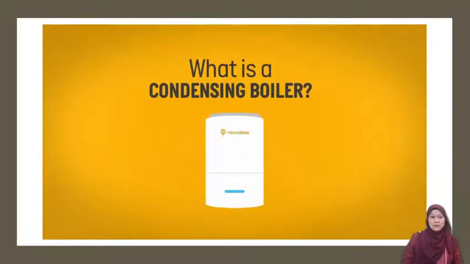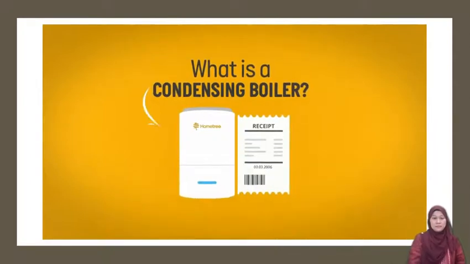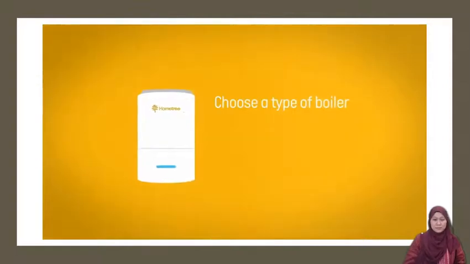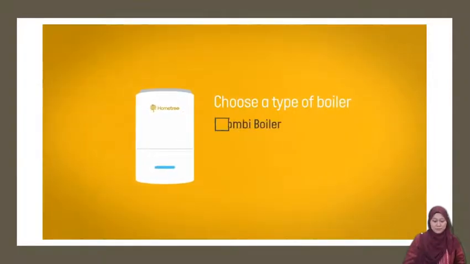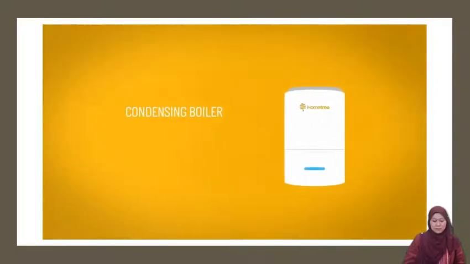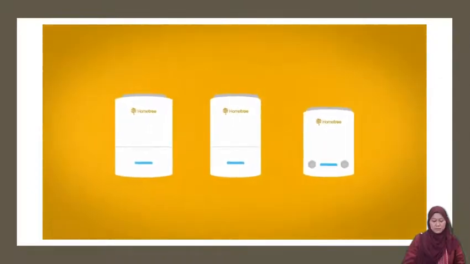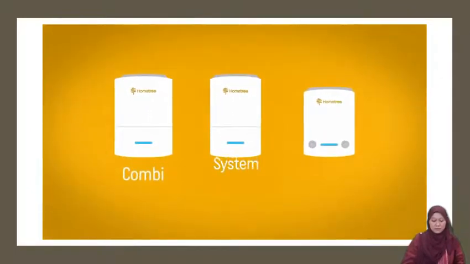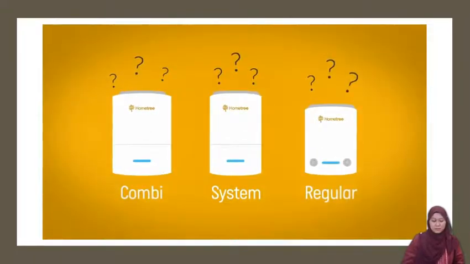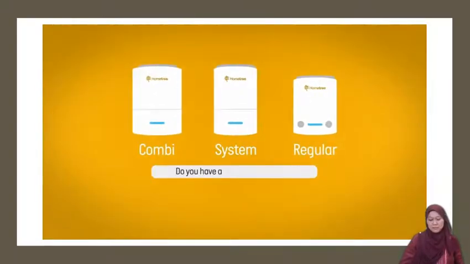What is a condensing boiler? If you purchased a boiler after 2005, chances are that it is a condensing boiler, a high-efficiency boiler. Rather than being a type of boiler, such as combi boiler, system boiler, or conventional boiler, the term condensing refers to the way it functions. There are three main types of gas boiler: combination or combi, system, and regular.